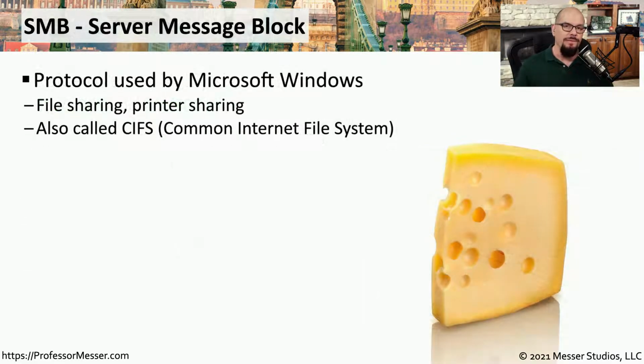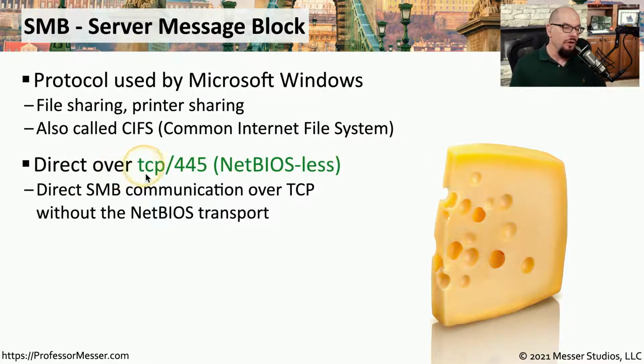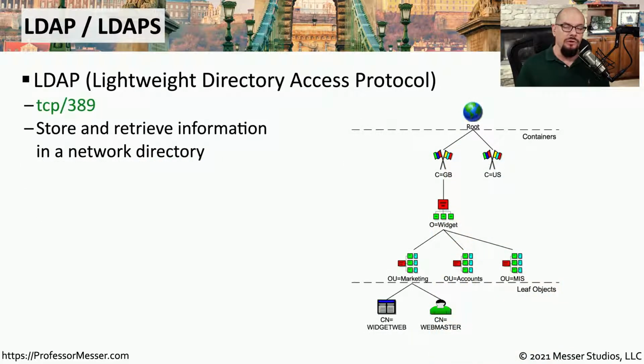If you've ever transferred a file from one Windows computer to the other, or you've sent a job to a printer to be printed, then you've probably used SMB, or Server Message Block. You might also hear this referred to as CIFS, or the Common Internet File System. Most Windows computers today use SMB over TCP port 445, where it is a direct communication from one device to the other. Previous versions of Windows would use NetBIOS to be able to accomplish this, but most modern computers are communicating directly over IP.